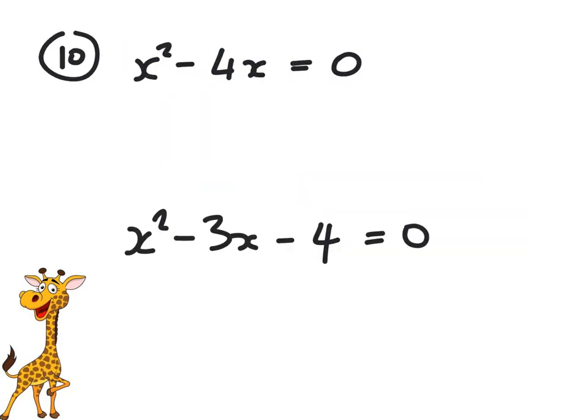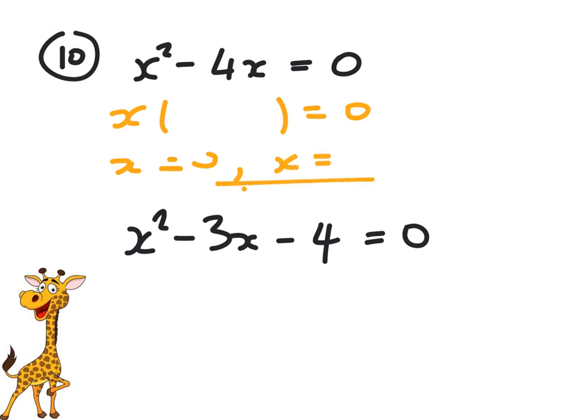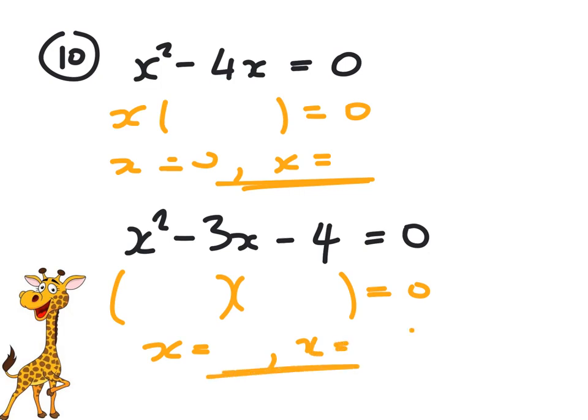Last question, solve equations. This is a wee bit like the first question. Take out a common factor first of all, put it equal to 0, and then write down your two answers. X is 0 and X is. Second one's a wee bit harder because we need to put them into brackets. You still, however, get X equals something and X equals something. And that should do us.